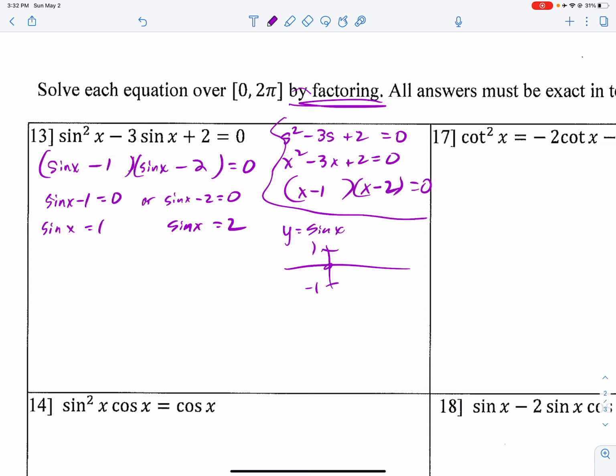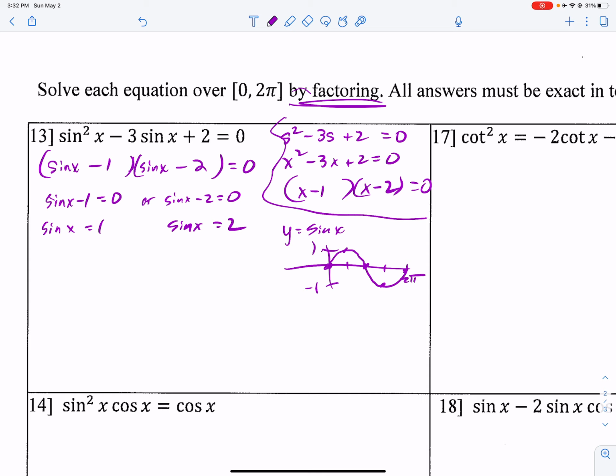Sorry, that's not quite as good as I would have liked. So it's going by pi halves. It goes 0 to 1 to 0 to negative 1 to 0 at 2 pi. And you should know that basic footprint of sine just that quickly.